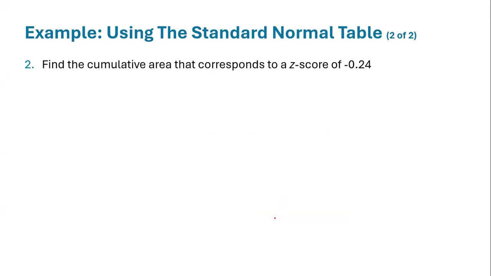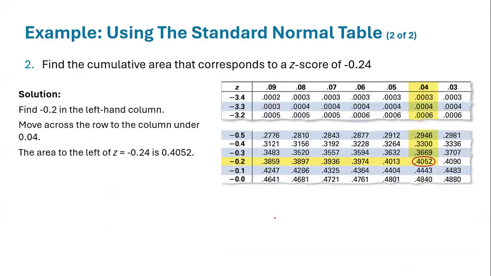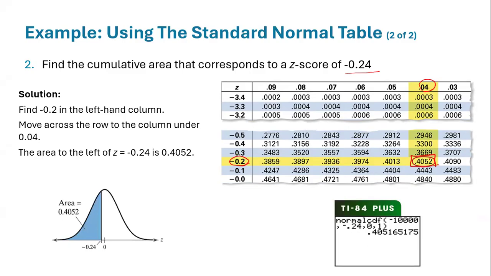Next example, find the area that corresponds with a z-score of negative 0.24. This time I need to look at the negative part of the z-table. And negative 0.24 gives the total area, which is 0.4052. That's the total area under the curve.